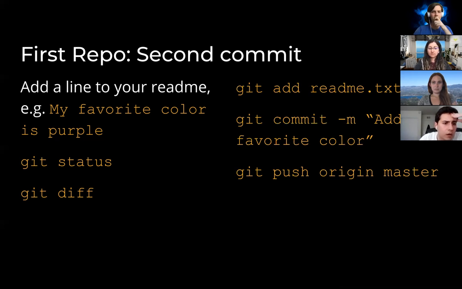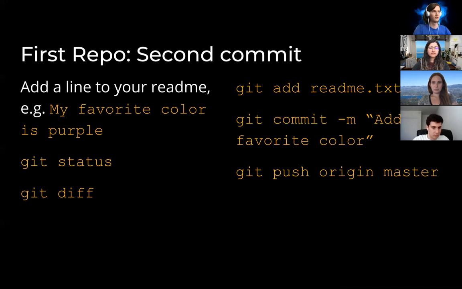So then do the same thing you did last time. So add the file, commit your change, and then push your change so you can see it on GitHub.